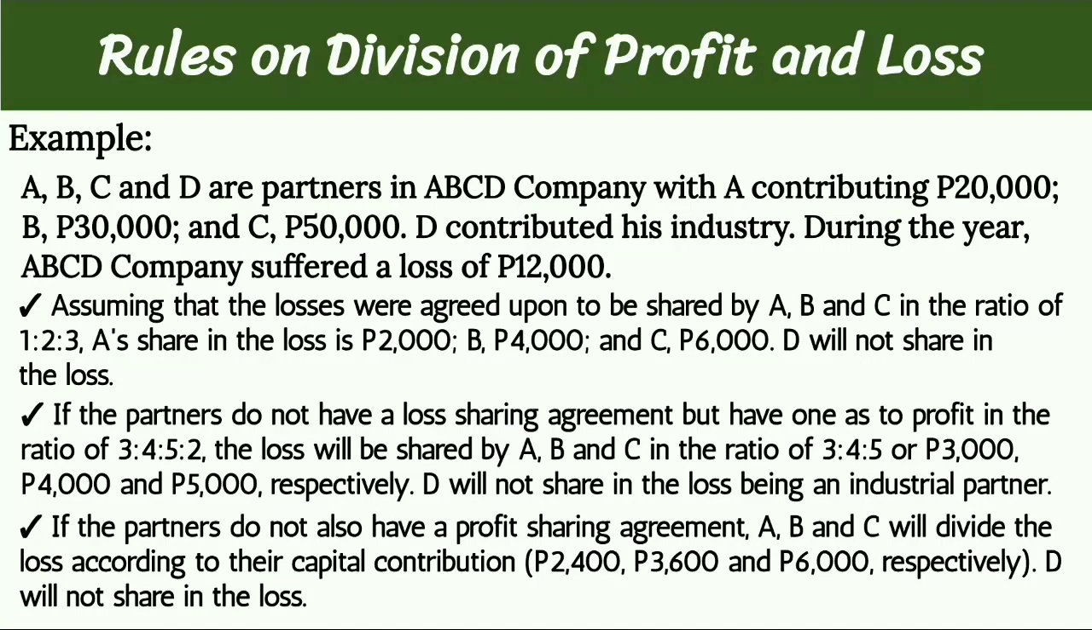20,000 pesos plus 30,000 pesos plus 50,000 pesos, that is equal to 100,000 pesos. 12,000 pesos times 20,000 over 100,000, that is equal to 2,400 pesos. Yung 3,600 pesos naman, that is 12,000 pesos times 30,000 over 100,000. Yung 6,000 pesos naman, that is 12,000 pesos times 50,000 over 100,000.